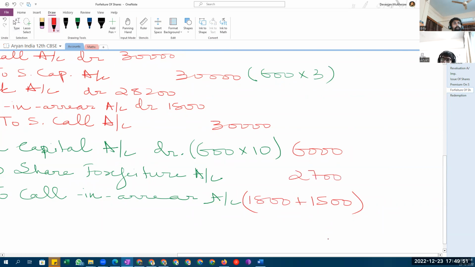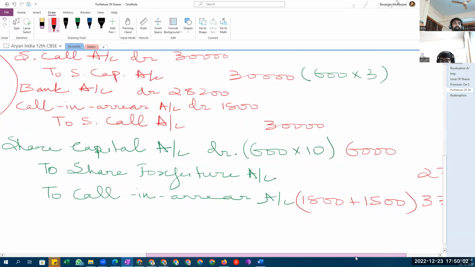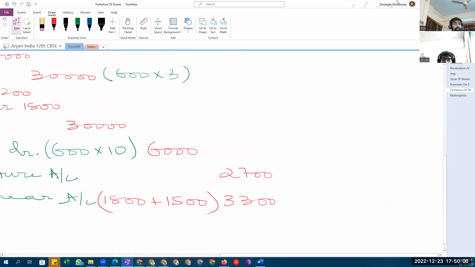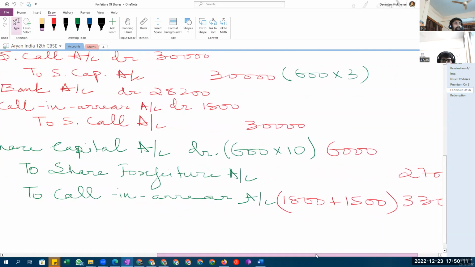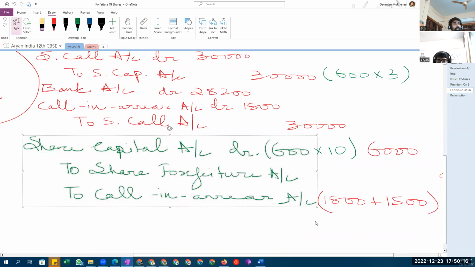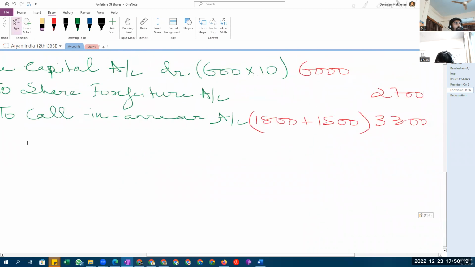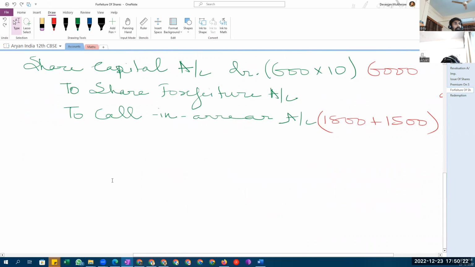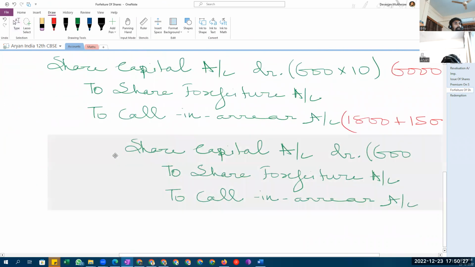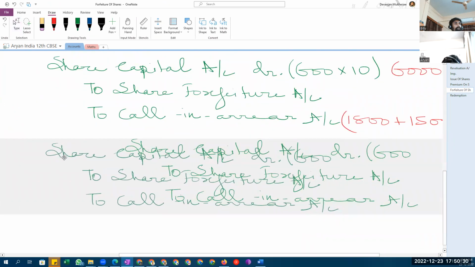What if we apply this approach to all types of forfeitures? It's the common approach to all types of forfeiture. And I'll give you an easier way also so that you remember this. The easier way is that the share capital account will be debited. I'll just give you what we can call a standard format of this thing, so that you can remember it for later also.